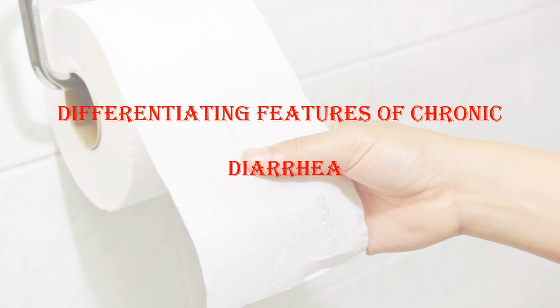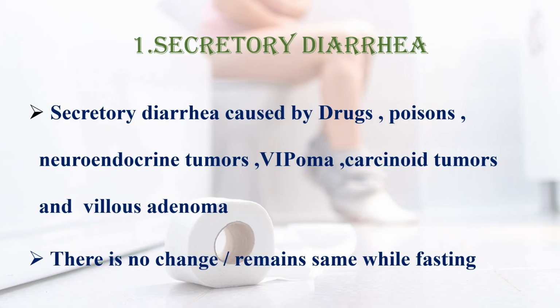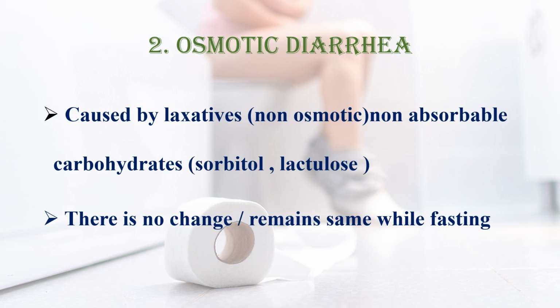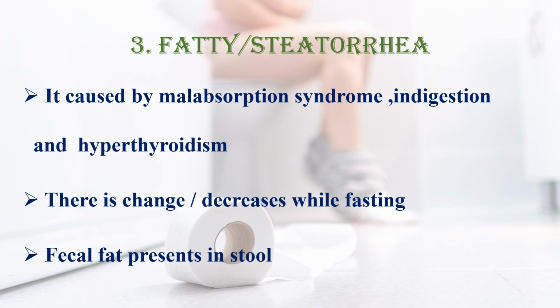Next one, differentiating features of chronic diarrhea. First one is secretory diarrhea. Secretory diarrhea is caused by drugs, poisons, neuroendocrine tumors, lipoma, carcinoid tumors, and villous adenoma. There is no change, it remains the same while fasting. Second one is osmotic diarrhea caused by laxatives or non-absorbable carbohydrates like sorbitol, lactulose. There is no change, it remains the same while fasting.